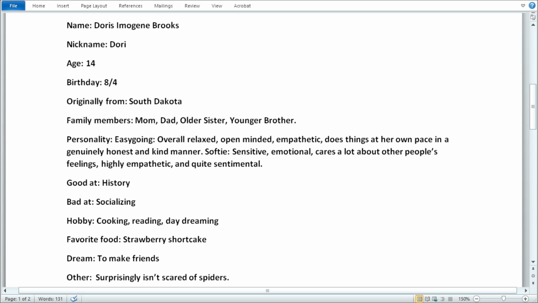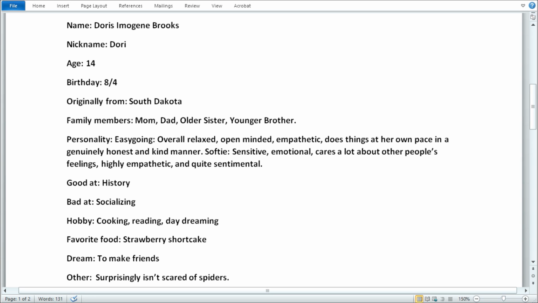So I made Doris easygoing and a softie, so I put those two together, and that kind of makes up Doris's personality. I most of the time write out the personality myself, but I wanted to try doing it this way because I thought it would help me maybe get a quicker overall feeling for the character.